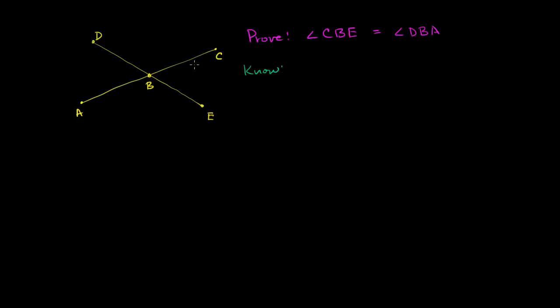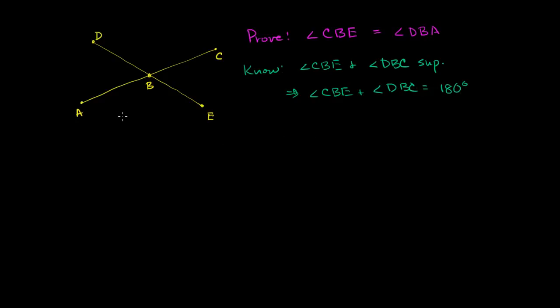So the first thing we know, so what do we know? We know that angle CBE and angle DBC are supplementary. They are adjacent angles, and their outer sides of both angles form a straight angle over here. So we know that angle CBE and angle DBC are supplementary. I'll just write sup for that. They're supplementary, which means that angle CBE plus angle DBC is equal to 180 degrees.